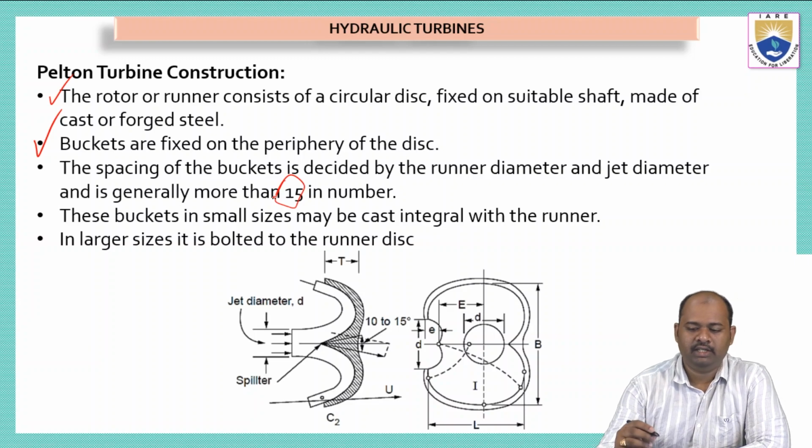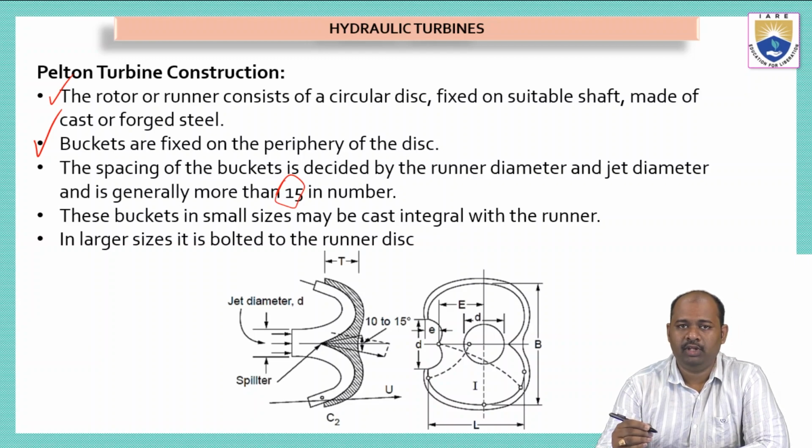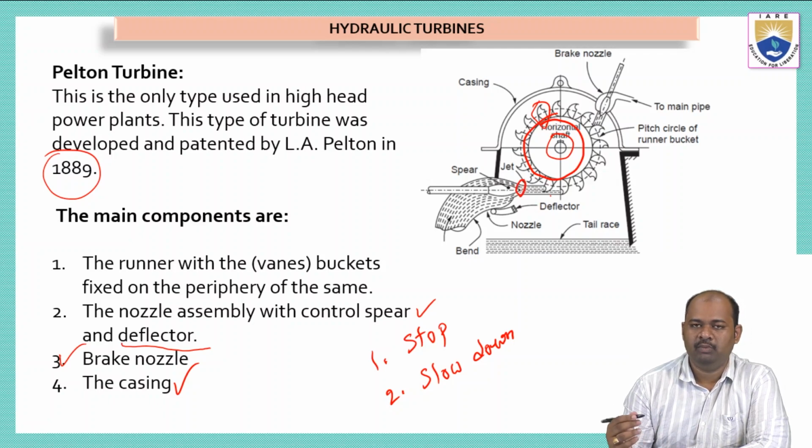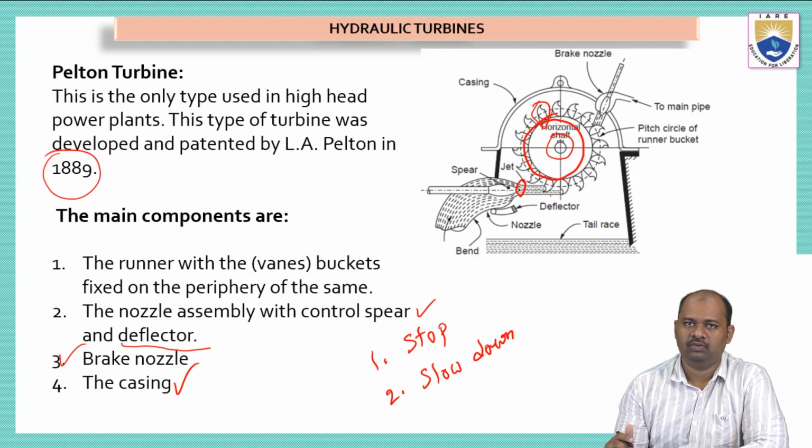So the number of buckets on the runner will be more than 15, and the actual number of buckets will be calculated by using a formula. We'll discuss it later. It depends on the diameter of the nozzle and also the diameter of the disc. Depending on that, we will place a bigger bucket or a smaller bucket. We have to decide depending on the diameter of the nozzle also.